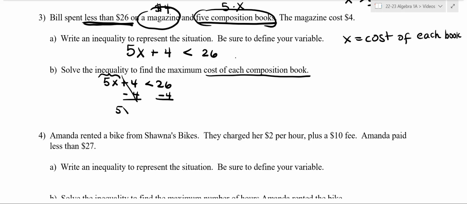So we have 5x less than, is that 22? And then dividing both sides by 5. 5 is positive, so nothing flips. We get that x is less than, what's 22 over 5, is that 4 point something, 4.4? But what is x? The cost of each composition book. All right, so each composition book has to be less than $4.40.